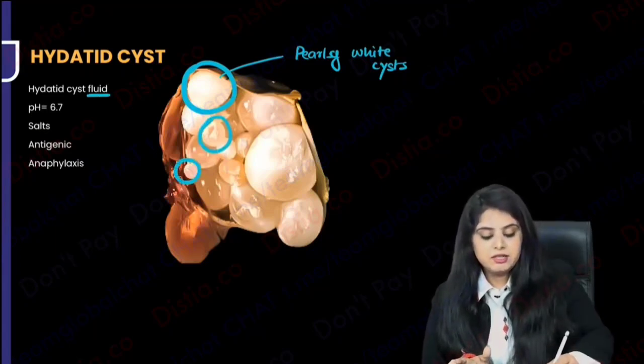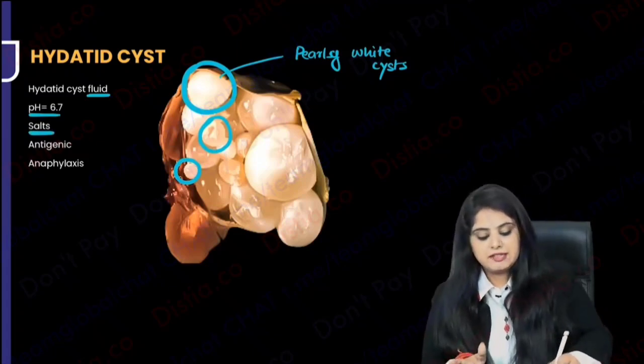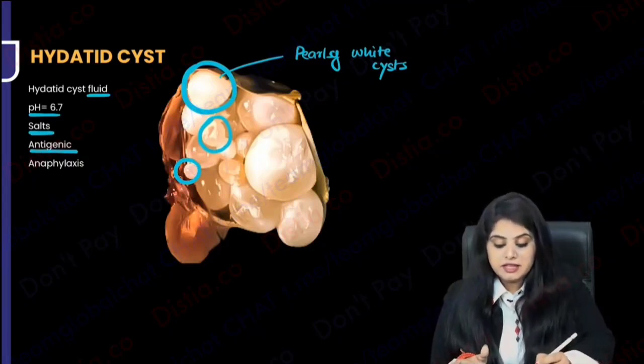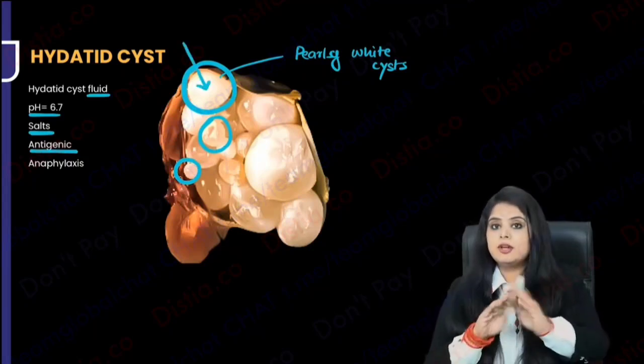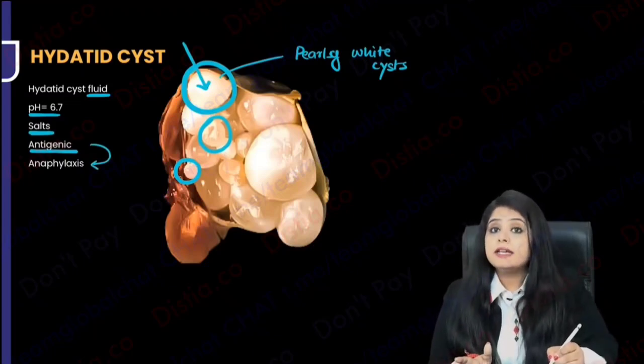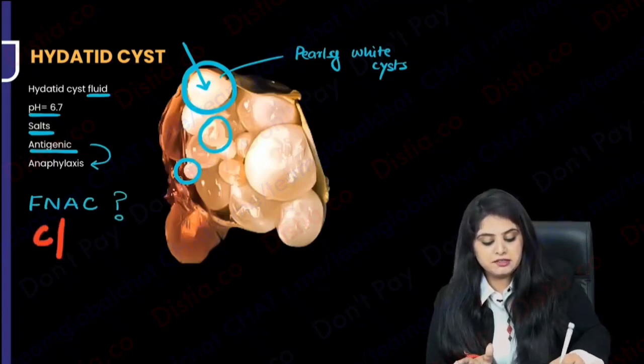It has a fluid which has a pH of little acidic, 6.7. It has certain salts, and this fluid is antigenic. This means if I puncture and rupture this fluid, the fluid can cause anaphylaxis and death in a patient. Do you want to rupture it now after listening to this? Do you ever want to do an FNAC in this case?